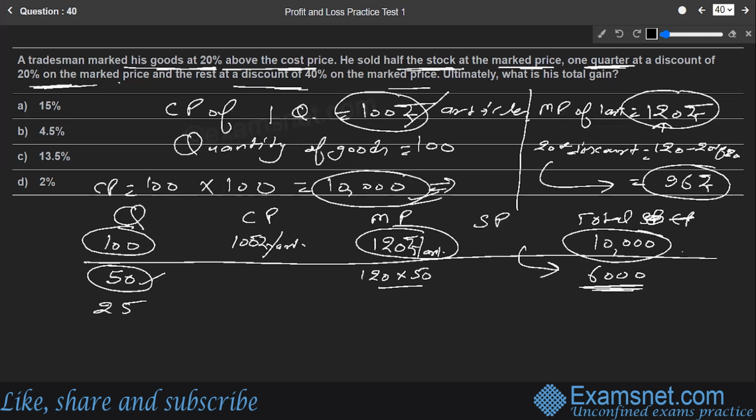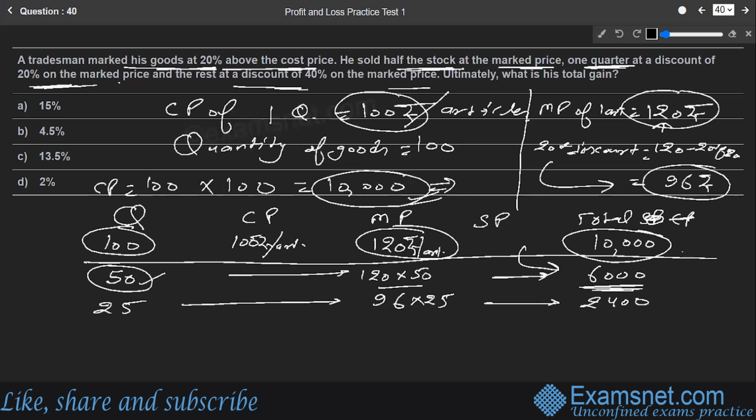Now the new rate is 96 rupees per article with a discount of 20%. And how many articles are sold like that? There are 25 articles sold like that. So 96 into 25 should be the selling price received in this lot, which comes out to be 2400 rupees. So the 25 articles, or one-fourth of the articles, have been sold for 2400 rupees.